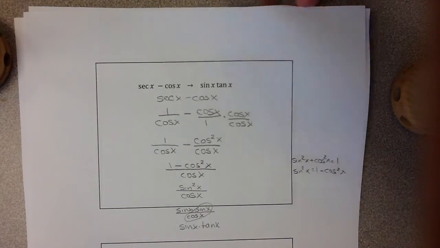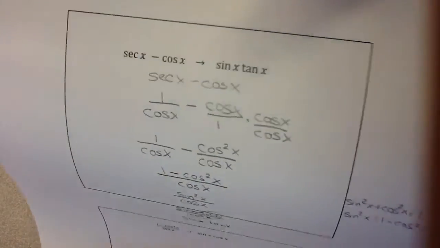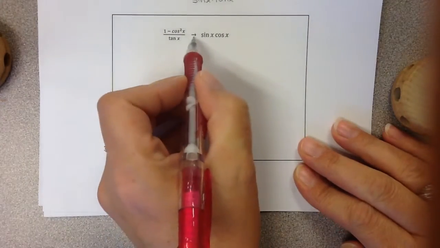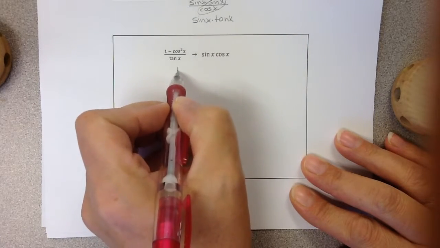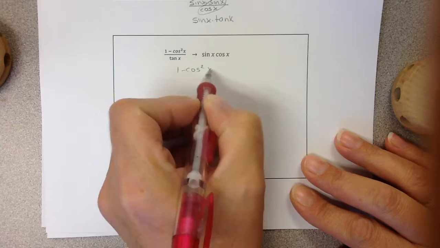We're going to look at 2 more examples and call it a day, for notes anyway. So the next one is 1 minus cosine squared over tangent. We want to change it into sine times cosine. Okay, so 1 minus cosine squared, I'm just going to rewrite it.